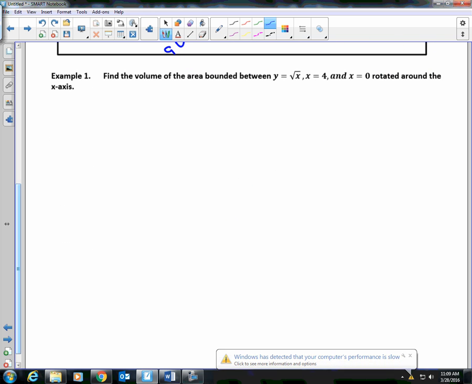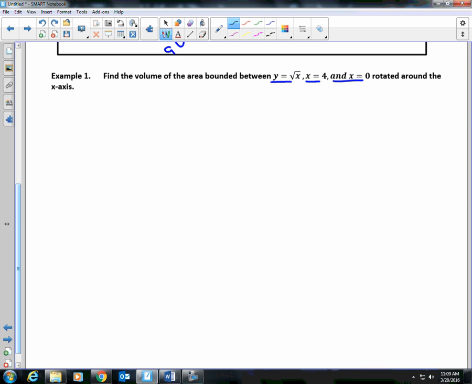Find the volume of the area bounded by y equals the root of x, x equals 4, and x equals 0, rotated around the x-axis. Again, this test is open note. It is not open teacher, but it is open note. And not next week, but the following week.